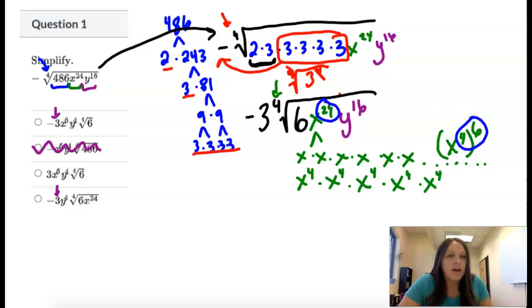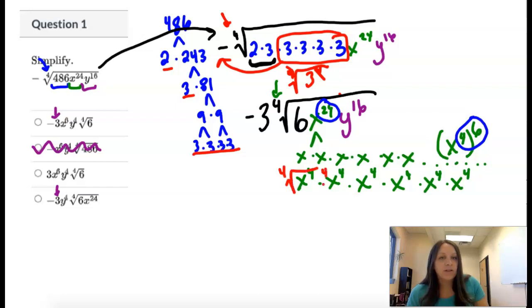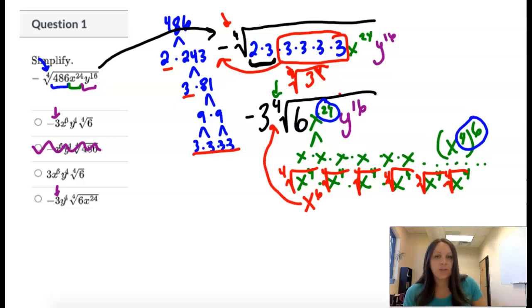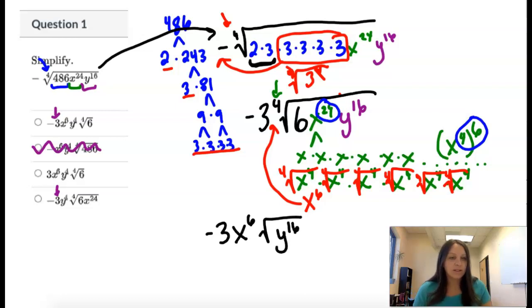So I'm almost there. I have 5, 6. So same thing as we did up here. I'm going to take the fourth root of each of these. And when that happens, my 4s cancel each other out. And I'm just left with 6. So I actually have 1, 2, 3, 4, 5, 6 x's left over. That's what comes here. These x 6 times comes out. So I have -3 x to the 6th power. And then still left inside the root is y to the 16th.